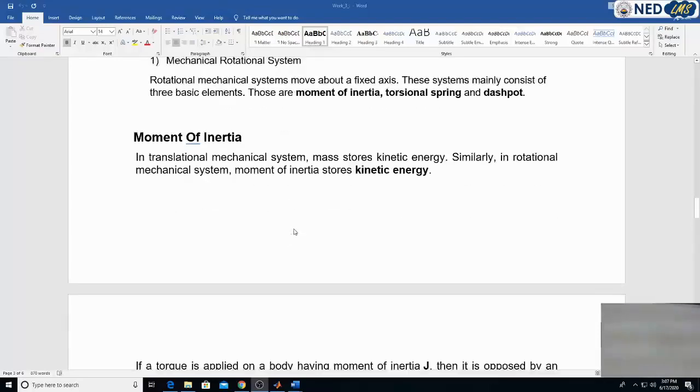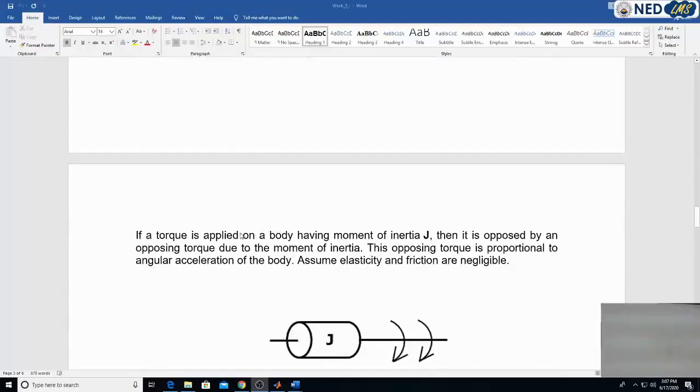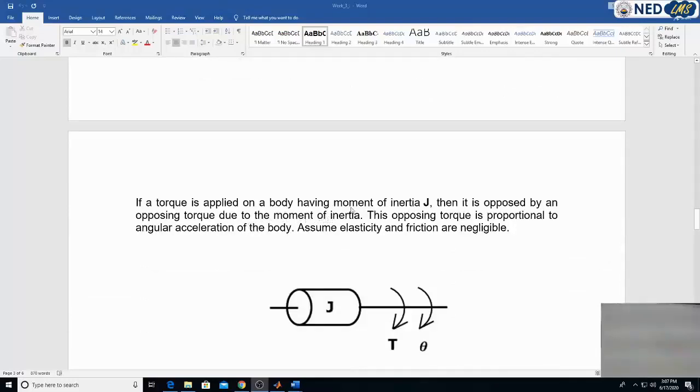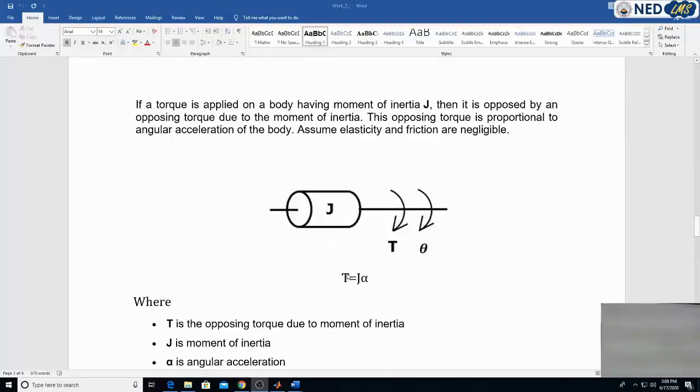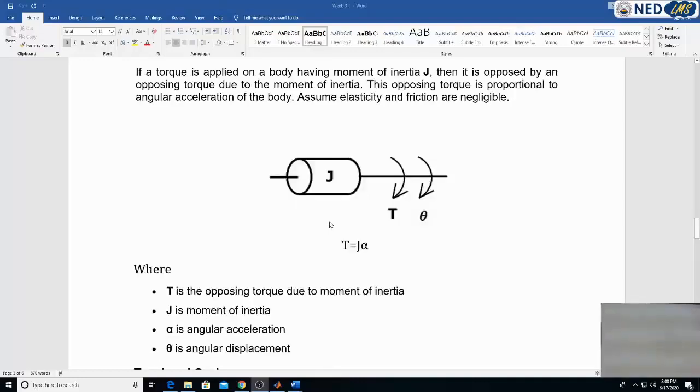Moment of inertia basically stores kinetic energy in any rotational system. If a torque is applied on a body having moment of inertia J, then it is opposed by an opposite torque due to the moment of inertia, and this opposing torque is directly proportional to the angular acceleration. J is basically the moment of inertia.